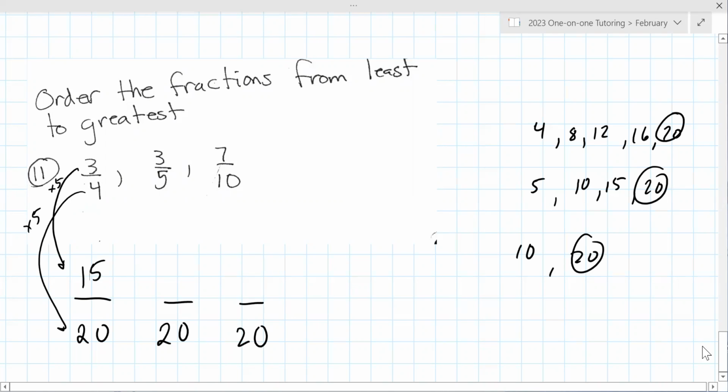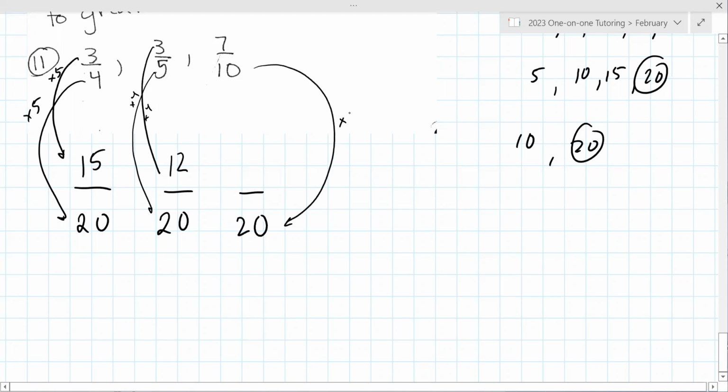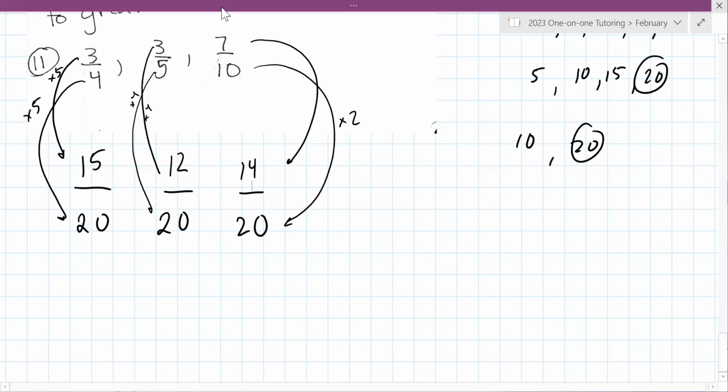And for the next one, you're multiplying by 4. So you had to go from 5 to 20, you're multiplying by 4. So you multiply the 3 by 4, 12. So 15, 12, and then 7. Well, what do you multiply 10 by to get to 20? 2. So then you multiply 7 by 2 is 14.